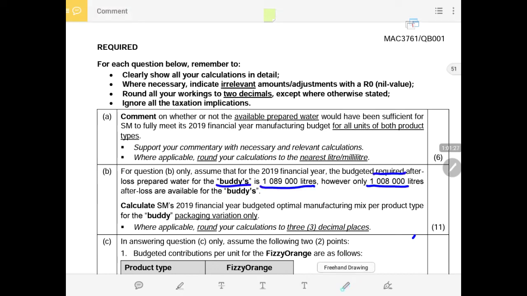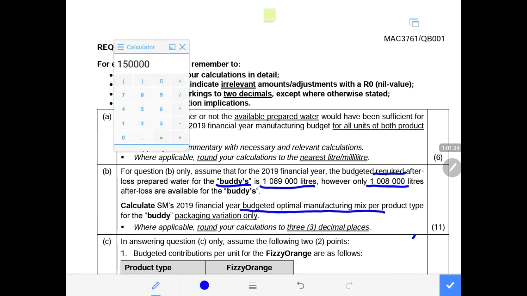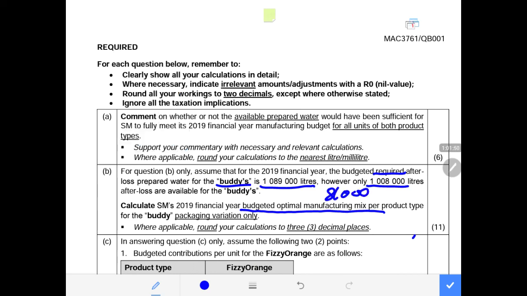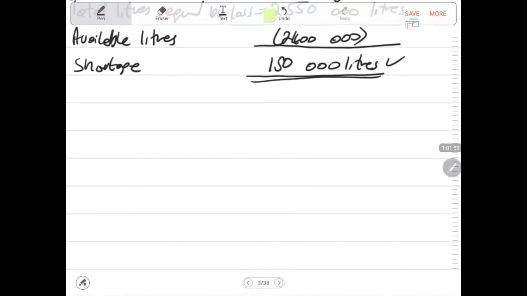So now we are to calculate the budgeted optimum manufacturing mix. Obviously, we can say that there is a shortfall here. The shortfall is 1,089,000 minus 1,008,000. Then we already know that 81,000 liters of water are a shortfall. So now we need to go through the process of calculating the contribution, and doing the ranking after. So let us just go straight and calculate our contribution.